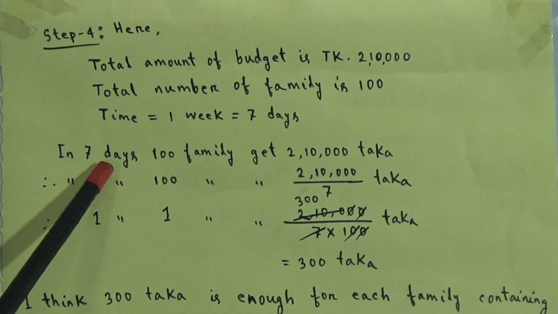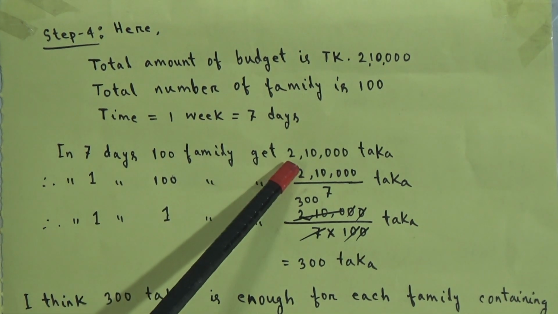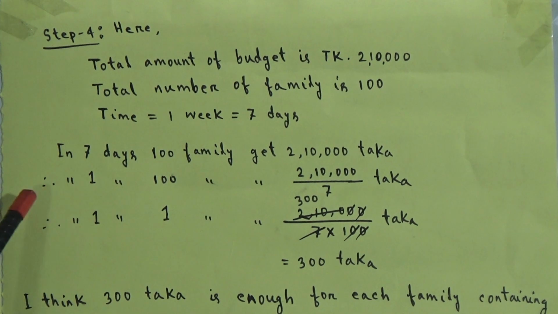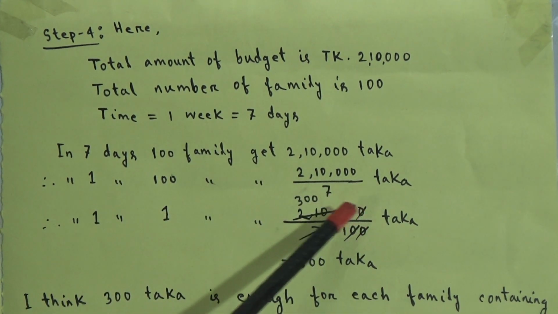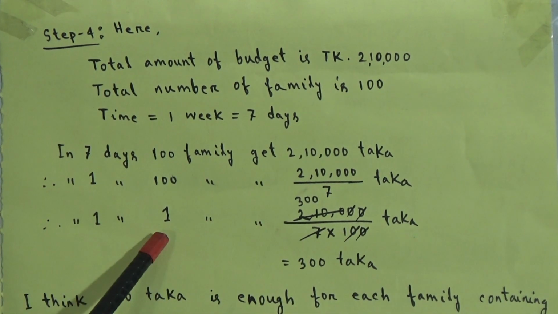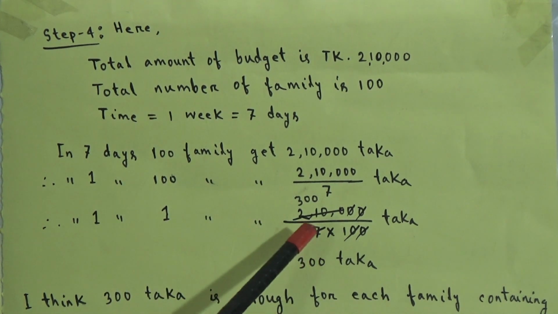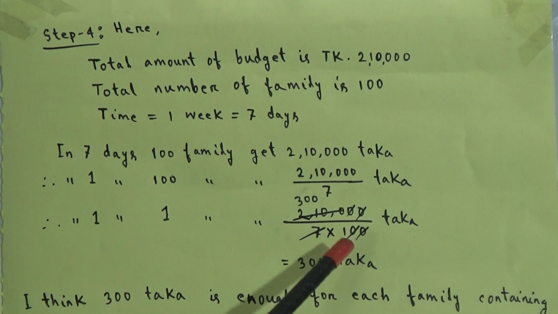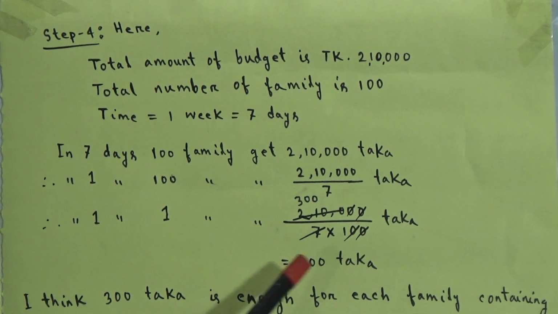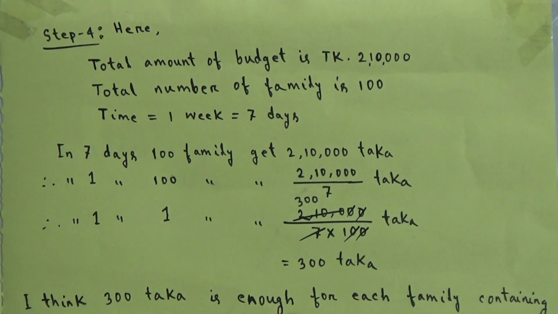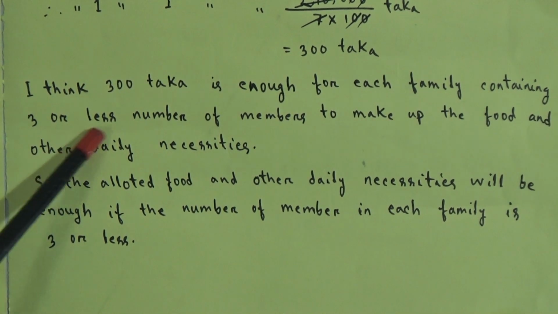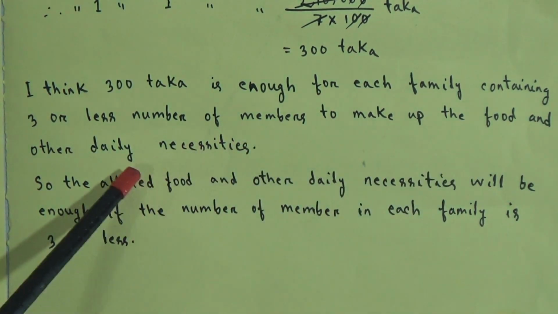Now in 7 days 100 families get 2,10,000 taka. So in 1 day 100 families will get 2,10,000 divided by 7, and in 1 day one family will get 2,10,000 divided by 7 multiplied by 100, after cutting we can get 300 taka. That means every day each family will get 300 taka. Now the question is, is 300 taka enough for one family for maintaining their food and daily necessities for 1 day? Here I think 300 taka is enough for each family containing 3 or fewer members to make up the food and other daily necessities.